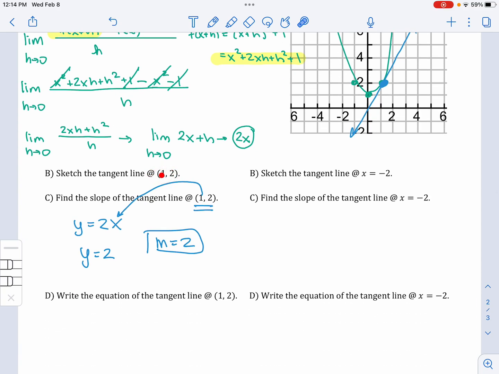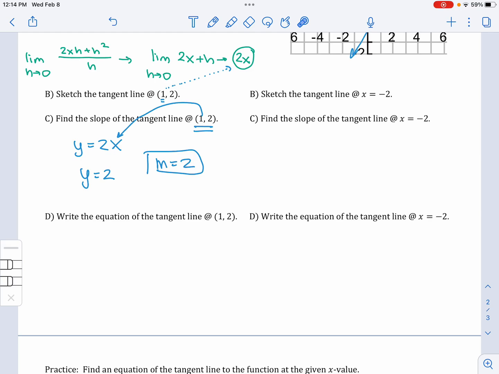Whatever point they give you, you're just going to take the x value of that and substitute it into the equation. And when you do that, that will be the slope of that point. And if you can tell, it's like an up 1 over 2 situation kind of here. That's your slope. All right?